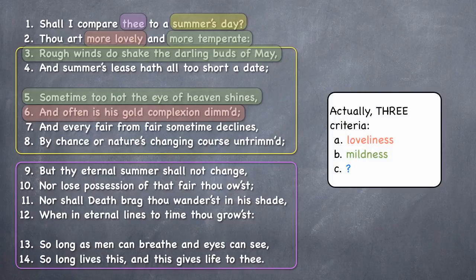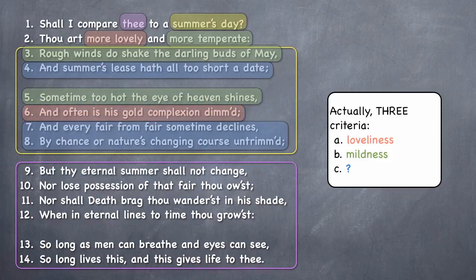We're going back to line 4. And summer's lease hath all too short a date. Summer is simply too short. That is the problem with the summer in line 4. Not that it's not lovely, not that it's not mild, but the problem with it is actually that it's too short. Let's look at line 7, actually lines 7 and 8. Every fair from fair sometime declines. Fair meaning beauty.